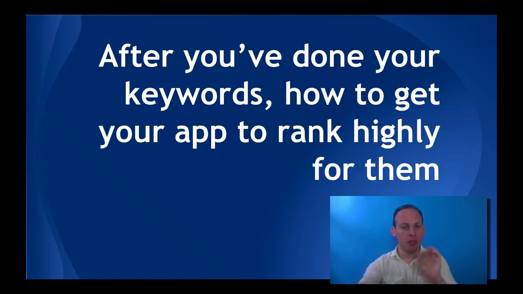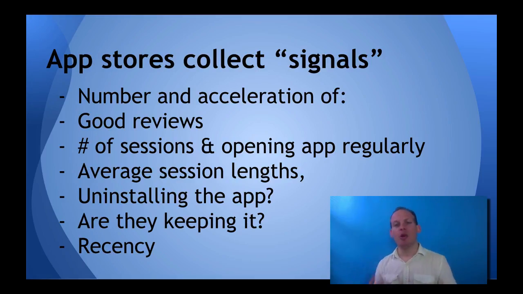Now, I want to just tell you about how the app stores decide which app should be first, which app should be 100. And they collect data, or what I call signals, about your app. The data that they collect are the numbers of reviews, the quality of the reviews, the numbers of sessions that people have, the number of downloads. These are all quality signals.